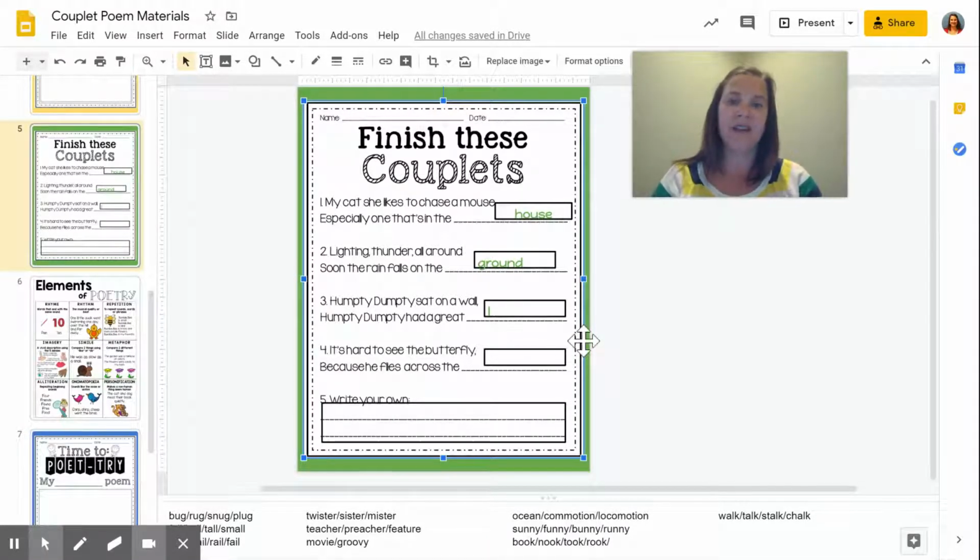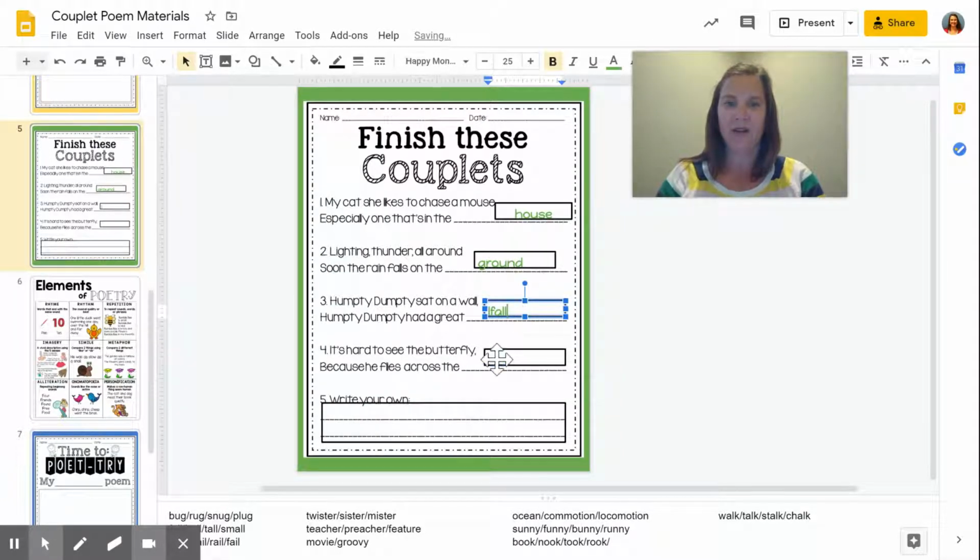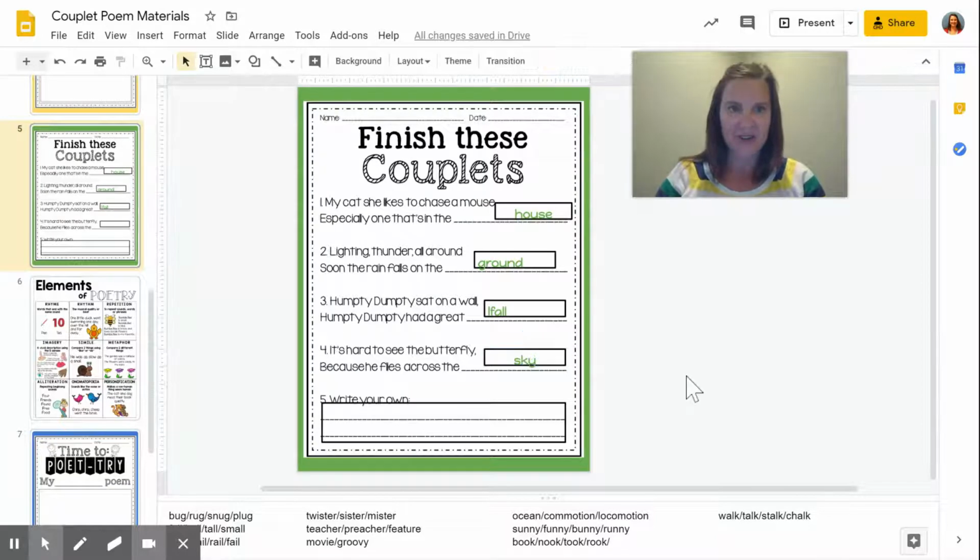Number 3, this is a familiar one. Humpty Dumpty sat on a wall. Humpty Dumpty had a great fall. You got it. All right, number 4, it's hard to see the butterfly because he flies across the sky. You can hear the meter and the rhyme in these couplets, I bet. It's kind of fun. All right, so now it's time to write one together.